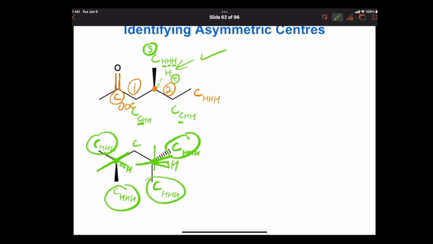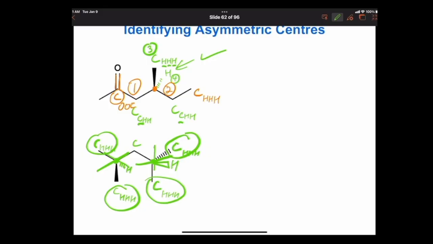Just because something is drawn with a wedge or a dash does not make it an asymmetric center. You're just showing geometry. You're showing that, look, it's a tetrahedral center. A methyl must be back. A methyl must be forward. It doesn't make it asymmetric, though.